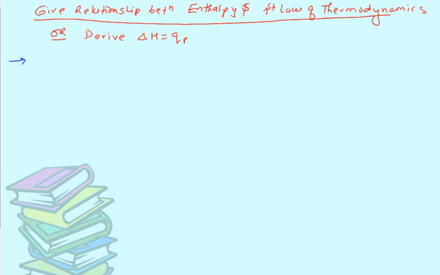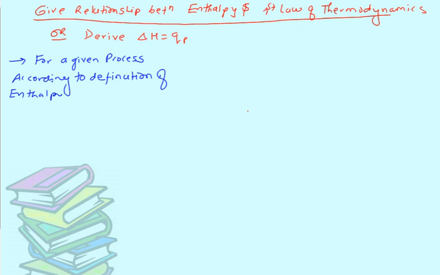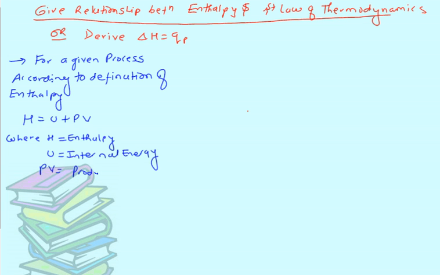For a given process, according to the definition of enthalpy, we can write H equals U plus PV, where H is enthalpy, U is internal energy, and PV is the product of pressure and volume, which is energy. Correct or not?